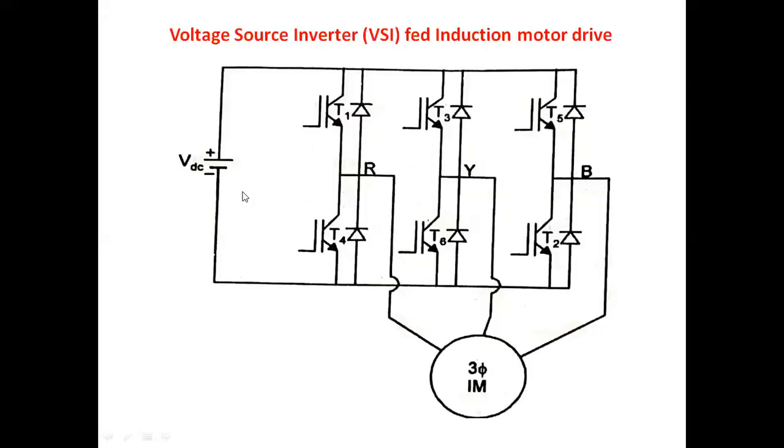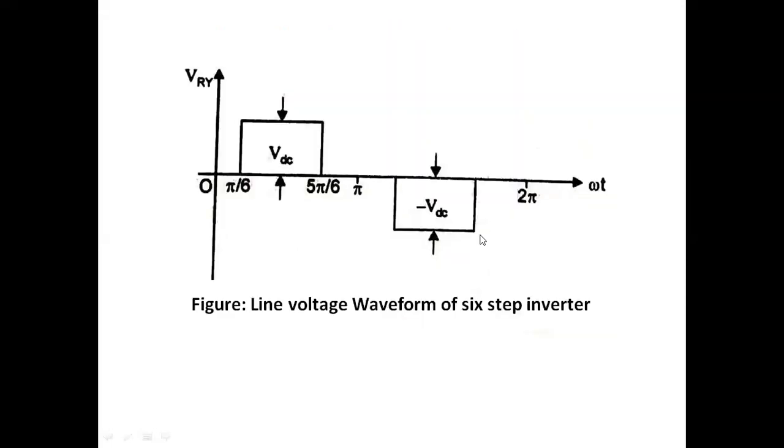Here we have 6 thyristors, so the 6 devices will have 60 degrees of conduction each, from pi by 6 to 5 pi by 6. So we have 60 degrees of conduction here. The negative half cycle also has 60 degrees of conduction. This is a symmetrical waveform, so if you take the average over the entire cycle, it will become 0.